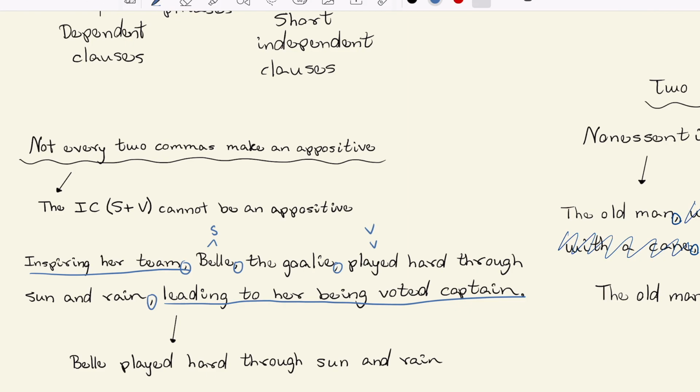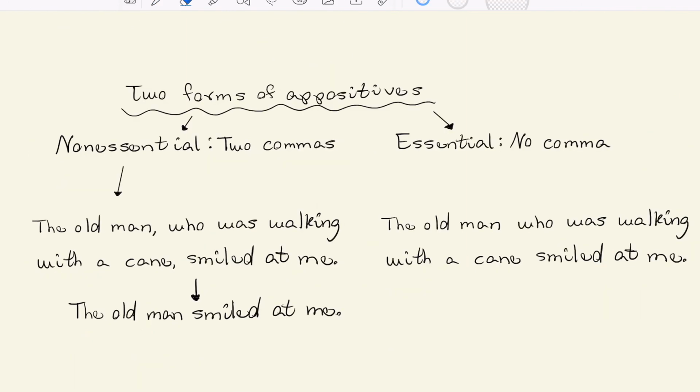And we know this because if we take out those 2 parts, the sentence will be, Belle played hard through sun and rain. And this is an independent clause because it has the subject and the verb. There are 2 forms of appositives. The first is non-essential, which includes 2 commas. The old man, who was walking with a cane, smiled at me. Who was walking with a cane is the appositive in this sentence, and because it is surrounded by 2 commas, it can be taken out and form the sentence, the old man smiled at me.